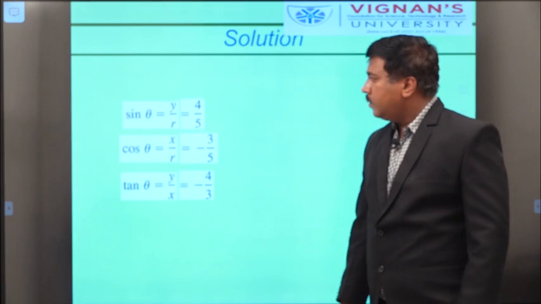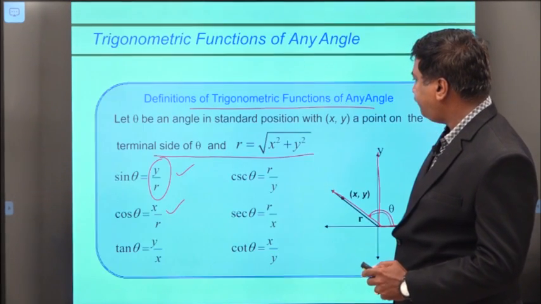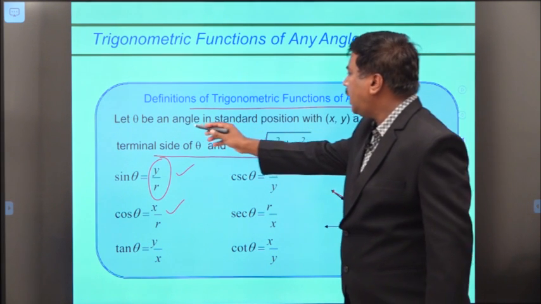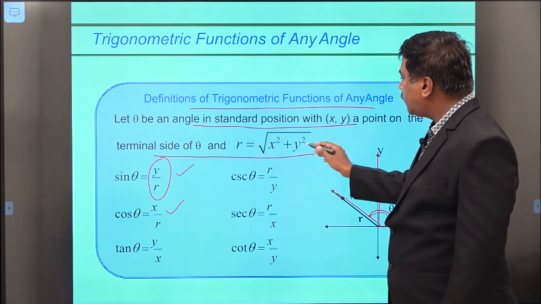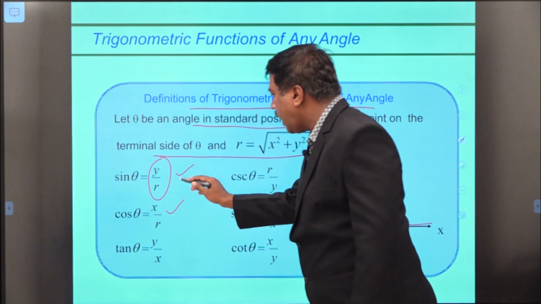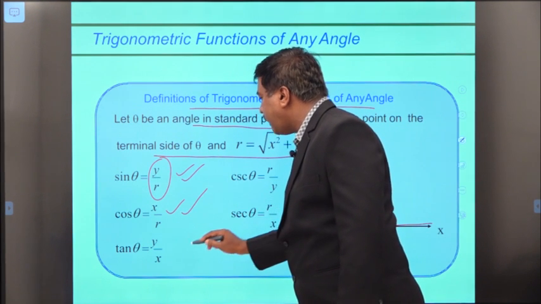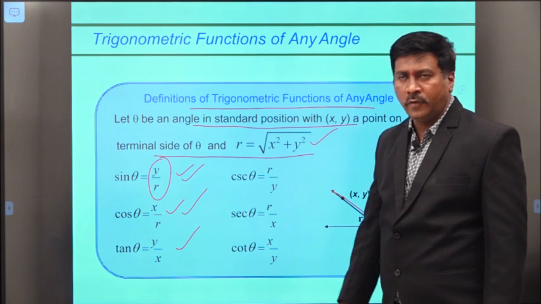Whatever we have to learn, because the point lies in the coordinate plane, please see this. Let theta be an angle in the position x comma y, then r is equal to square root of x square plus y square, the hypotenuse. Then we have to consider sine theta equal to y by r, cos theta equal to x by r and tan theta equal to y by x. These are the formulas. Please all of you remember this.